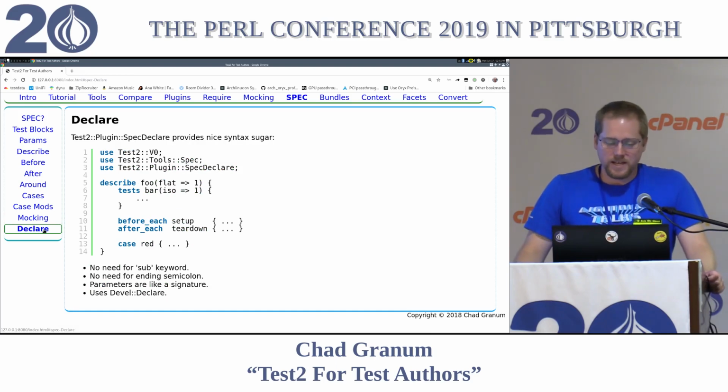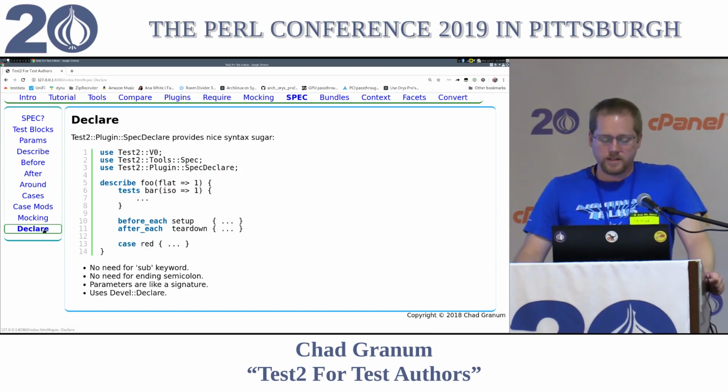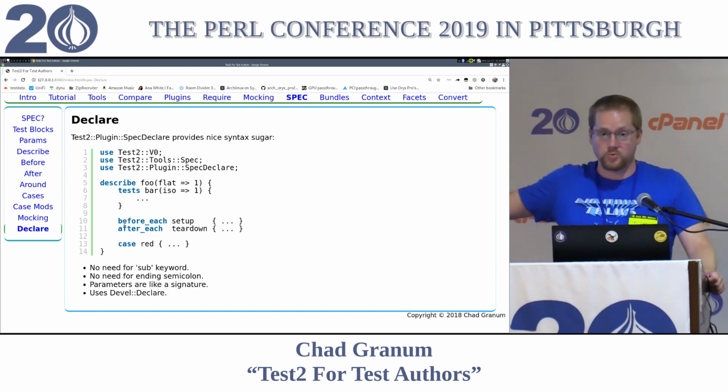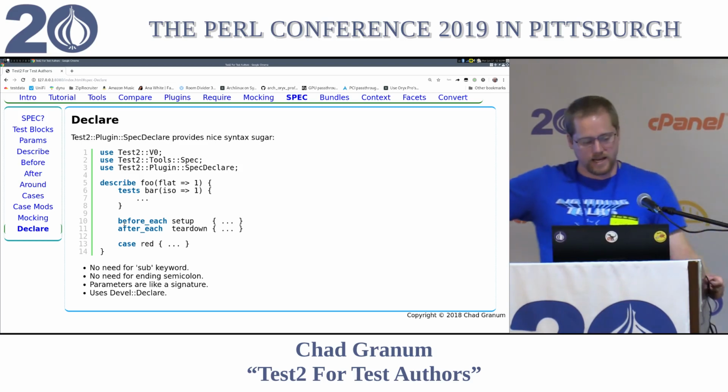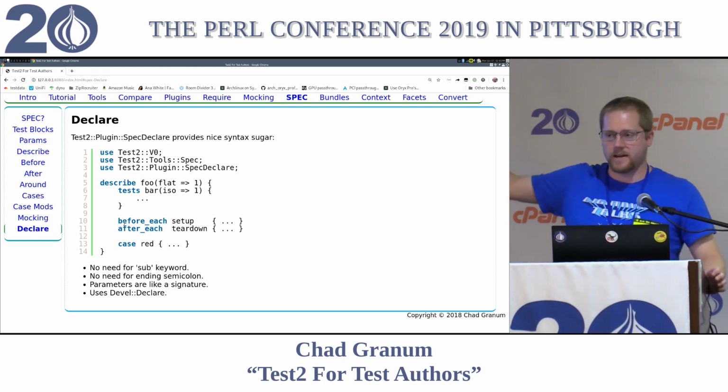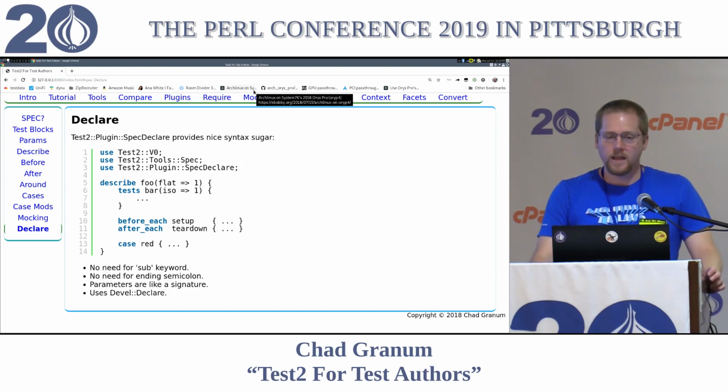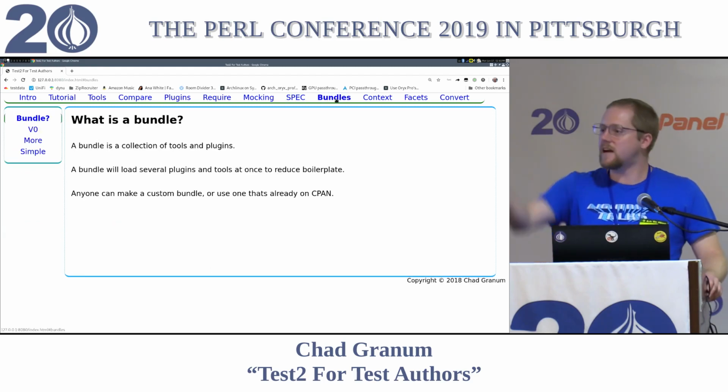There is also Test2 plugin spec declare, which uses Devel::Declare to give you really nice sugar so that you don't have to put the sub keyword or the semicolon at the end of your subs. They work just like any other subroutines now, and it is really useful, and it is really stable despite using Devel::Declare. I've not had any problems with it. Questions about spec, which I highly recommend you use? No. Okay, bundles. Oh, sorry.